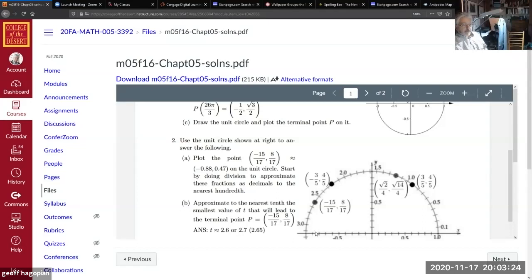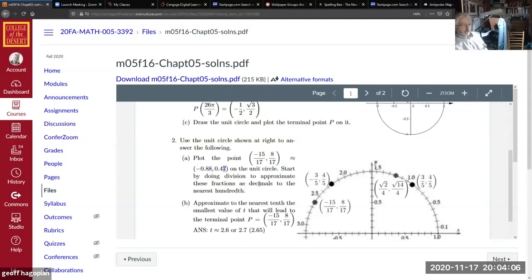Closer to 0.89, I think is what we said, right? Negative 0.89. And this is approximately positive 0.4 something, 0.45 or something for 8/17. So it says plot that point. Yeah, okay, here are the approximations on the unit circle. Start by doing the division to approximate these fractions as decimals to the nearest hundredth. Oh, okay, long division, huh? Oh well, to the nearest hundredth, and we've already got them, right?